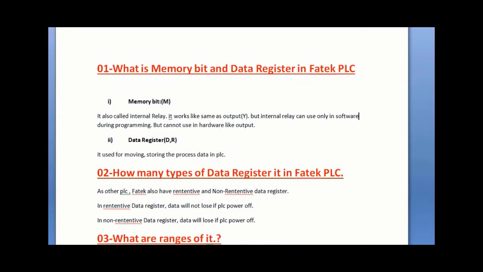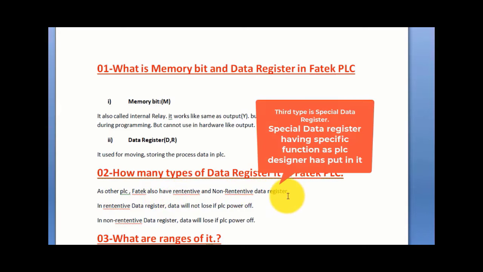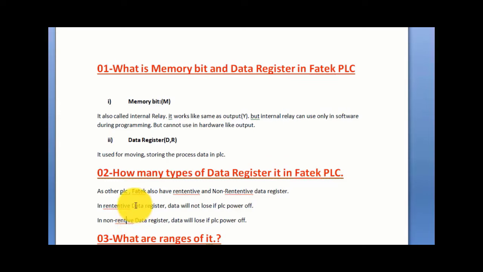Second question is how many types of data register are there in Fatek PLC. As in other PLCs, Fatek PLC has retentive and non-retentive data registers. Okay, there are 2 types of data register: one is non-retentive and one is retentive. In retentive data register, data will not be lost if PLC power is off. If during running of the PLC the power goes off, then this type of register will not lose its data. It will store its current data. In non-retentive data register, data will be lost if PLC power is off. Okay. We can change the spelling. Retentive is also called retentive.